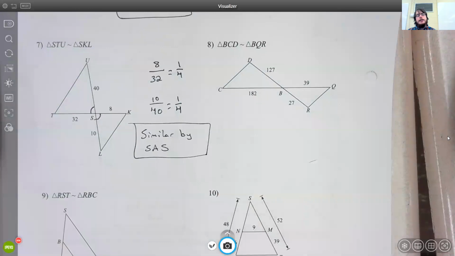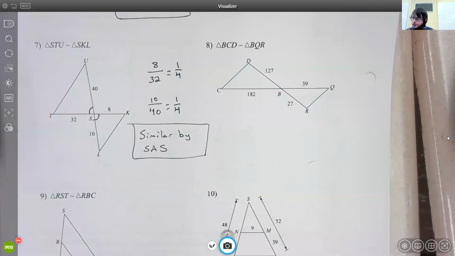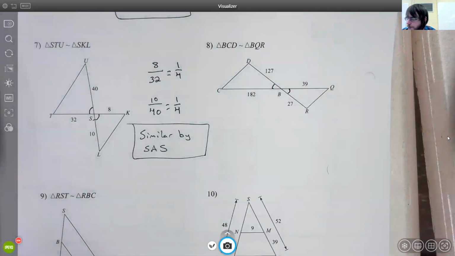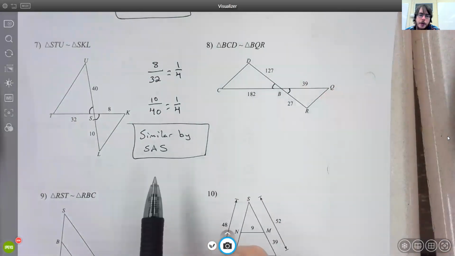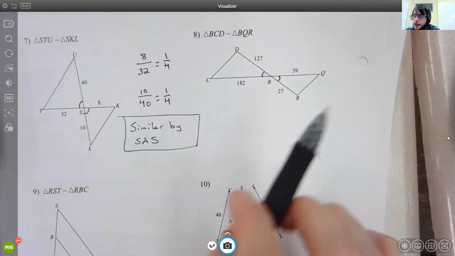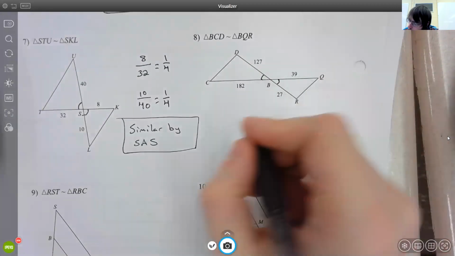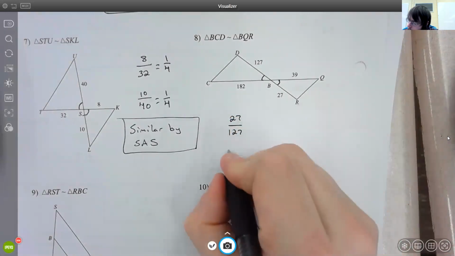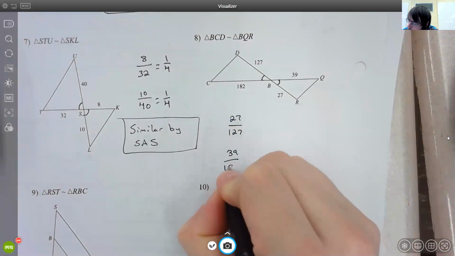Number 8 is very similar to number 7. It's constructed pretty similarly. So angle B, here we see there are some vertical angles, and the postulate we might need to use is side angle side because we have 2 different pairs of sides. So to set up our ratios and test these, we are going to take 27 and divide it by 127, and take 39 and divide by 182.